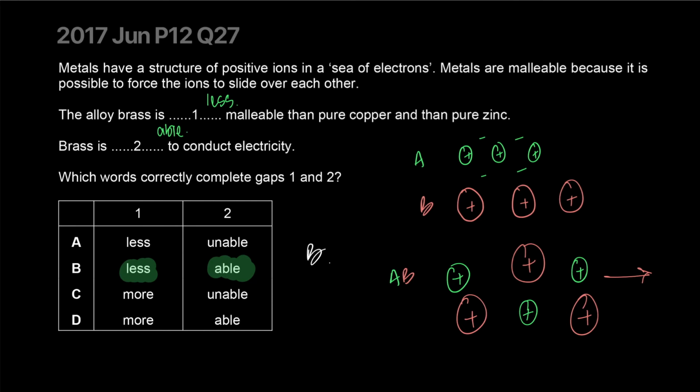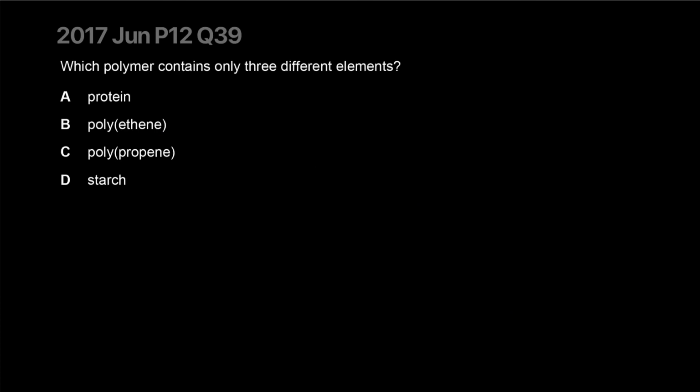So all alloys are naturally less malleable than their pure element counterparts. Which polymer contains only 3 different elements? A protein has the amide linkage, so it has at least 4 unique elements. Polyethylene can have just 2.